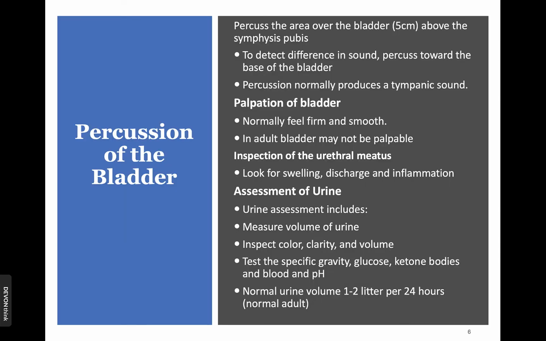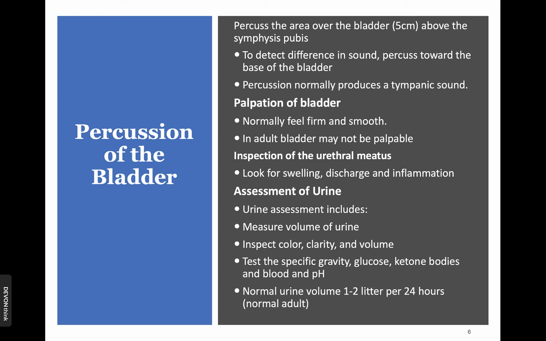So let's talk about percussion of the bladder. Percuss the area over the bladder 5 centimeters above the symphysis pubis. To detect differences in sound, percuss towards the base of the bladder. Percussion normally sounds tympanic. Remember, that's like a kettle drum, a more hollow kettle drum sound. Palpation of the bladder: normally, it should feel firm and smooth. In an adult, the bladder may not be palpable.